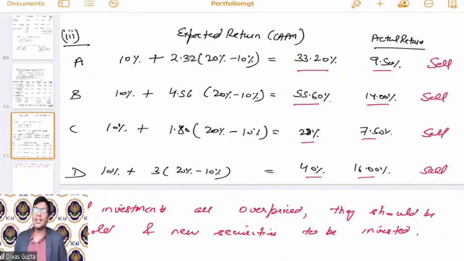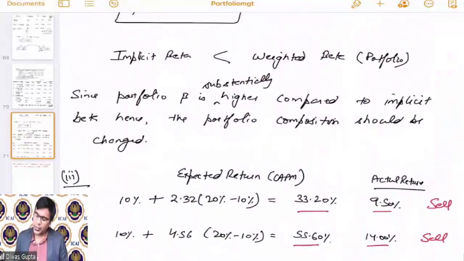Okay, so Namita is asking in this question why we calculate implicit beta. What happens if we use the weighted beta? That is also one of the approaches. Now let me solve that using that. Okay, I'll explain. The conclusion will be the same.